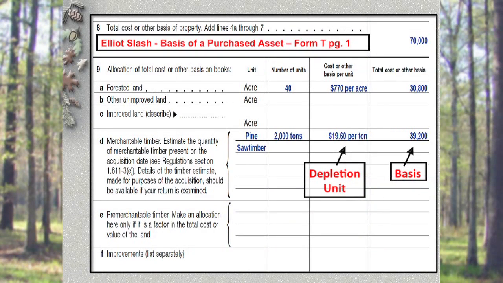And this is Form T, page 1, the example of taking those allocations. $30,800 goes into the land. You had 40 acres. What we call the cost or depletion unit is $770 per acre in the land. And the timber, $39,200, because we have 2,000 tons, that's $19.60 per ton as our depletion unit. See how simple this is?